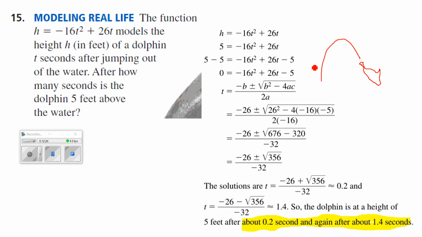So that means at 5 feet, it could be here, right? 5 feet. So that means at 0.2 seconds, and then again at 1.4 seconds. So on our x scale, I guess this would be more like here at 0 seconds. This would be 0.2 seconds, and this over here would be 1.4. All right, that's it for number 15. Let's move on.